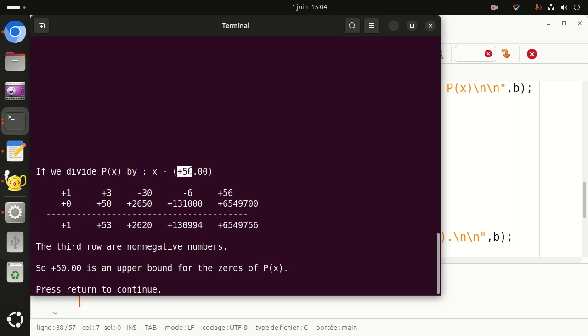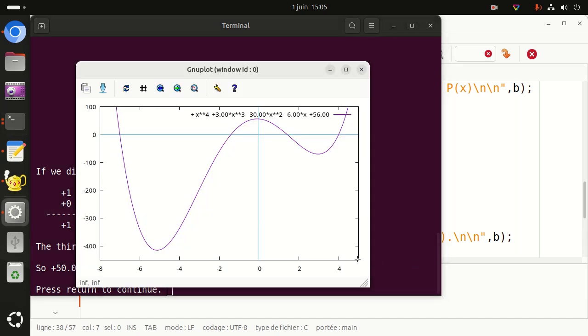Now I have chosen for B the value 50. The first row are non-negative numbers. All the coefficients in the first row are positive: plus, plus, plus, plus, and plus. So 50 is the upper bound for the roots of P of X. But 5 is better because it is near the root.